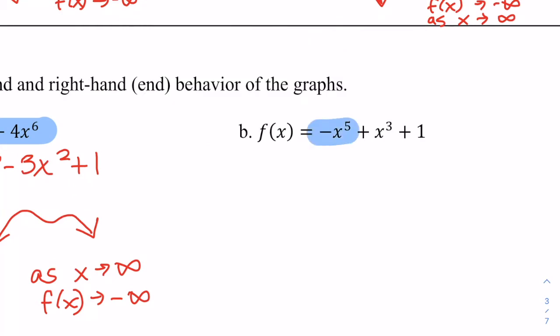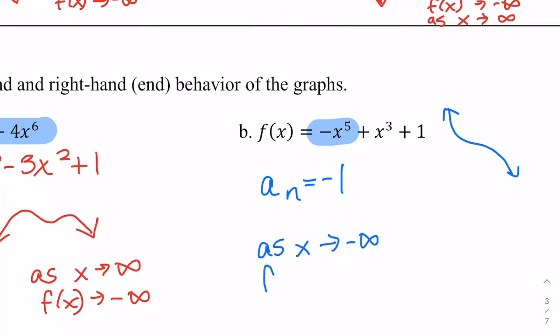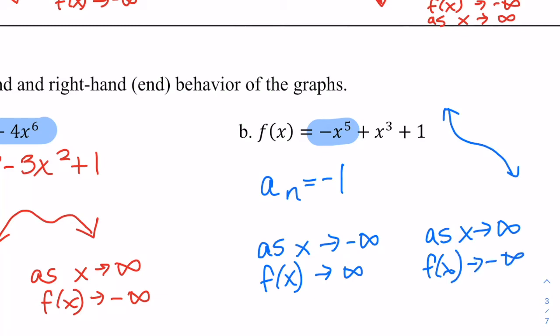Now let's look at the next one. Here we have negative x to the 5th. This is written in descending order, so our leading coefficient is negative 1, and it's an odd degree. So we know that it's going to have a negative, or decreasing, pattern. We could say, as x approaches negative infinity, as we go to the left, f of x is going up in the positive infinity direction. And as x approaches positive infinity, going to the right, f of x is falling, going to negative infinity.